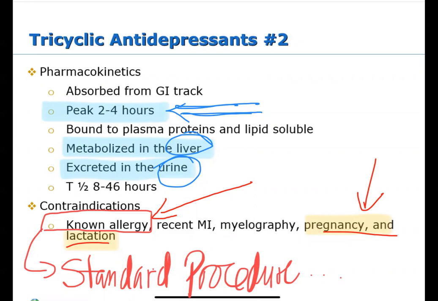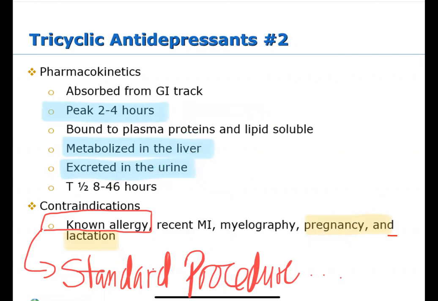If you are allergic to this medication, it is a contraindication. So this is something that you have to know immediately about every single medication. Don't learn this repeatedly. Learn it one time. Every medication has a problem with allergies. That's it. You don't have to learn it ever again. It applies to every single medication. That's what I call standard procedure. And then last but not least, of course, if you have an MI, myelography, and so on, but the main guy here is pregnancy and lactation, because here it can cause serious damage, as you can probably figure by now.